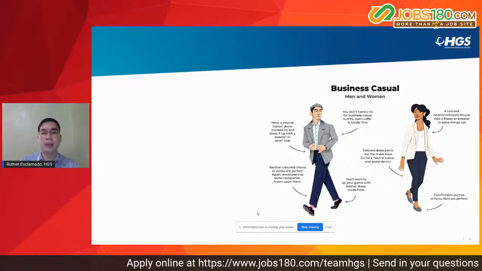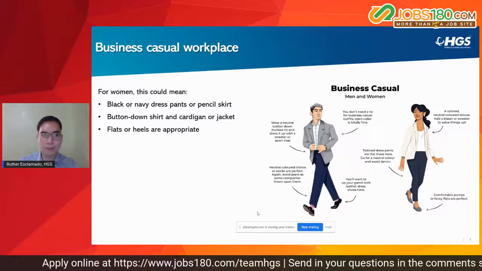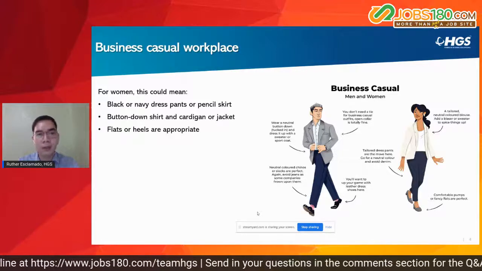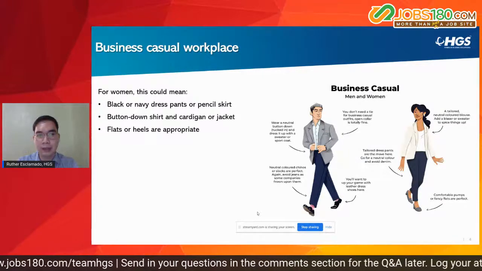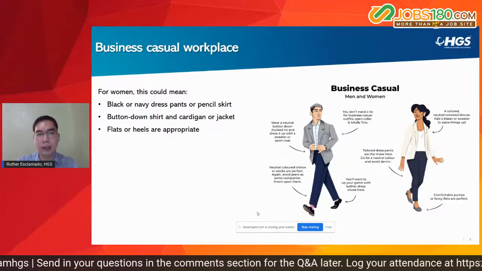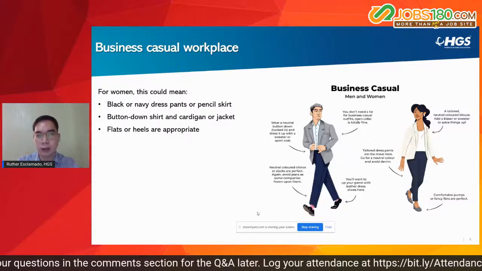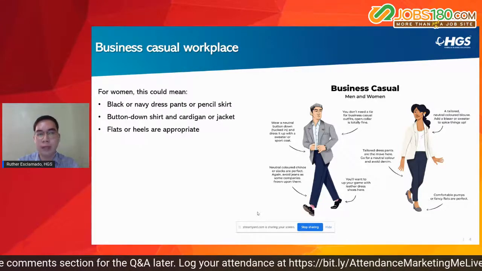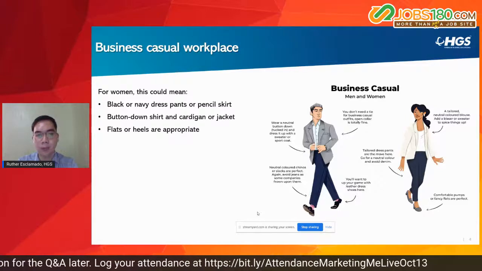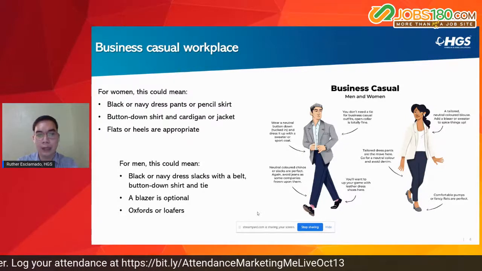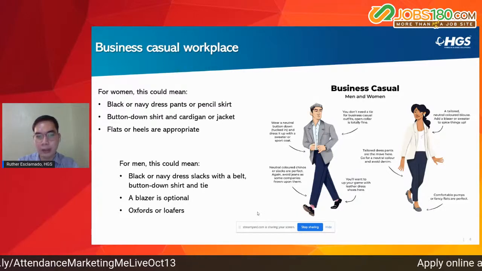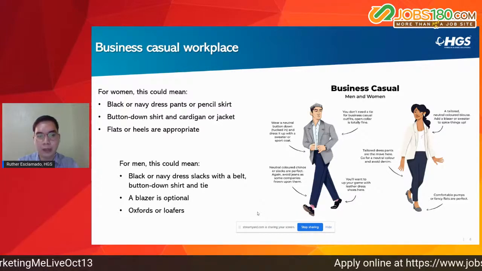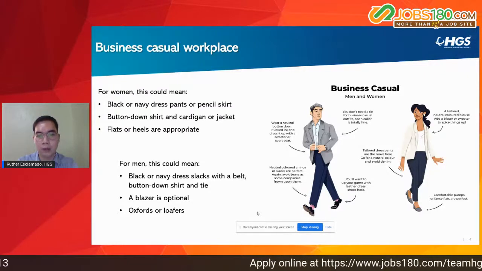Okay, so next we have business casual. For women, this could be a black or navy dress, pants, or a pencil skirt. They can also wear a button-down shirt and a cardigan or jacket. Flat heels are also appropriate. And for men, black or navy dress slacks with a belt, a button-down shirt and tie. A blazer is optional, and they can wear Oxfords or loafers.